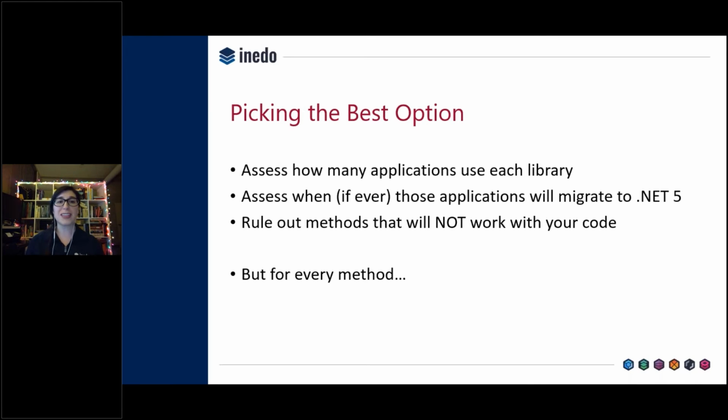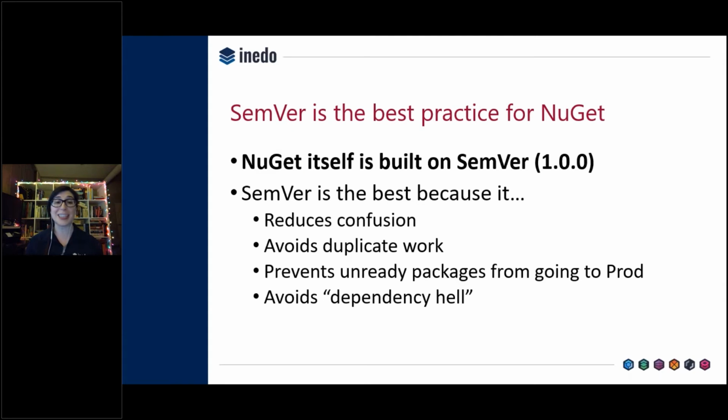But there are a few things that you can do to pick that best option, and they are things like assessing how many applications use each library, assessing when, if ever, it will need to migrate to .NET 5, ruling out methods that will not work with your code. For example, maybe you can't use .NET Standard, so there goes bridging. But for every single method, we come to essential point number 2, which is that semantic versioning is the single best practice for NuGet. NuGet itself is built on semantic versioning, which is the major, minor, patch numbering system that you see in version numbers.